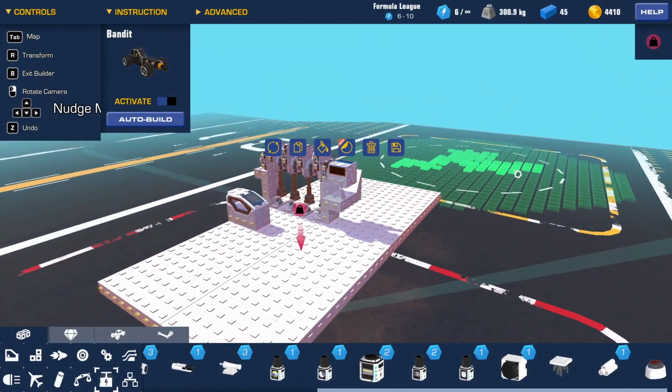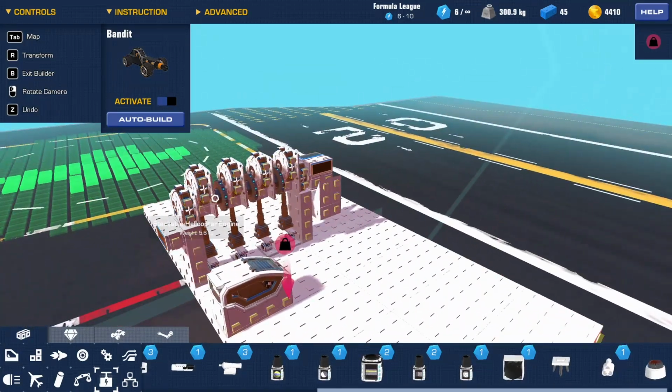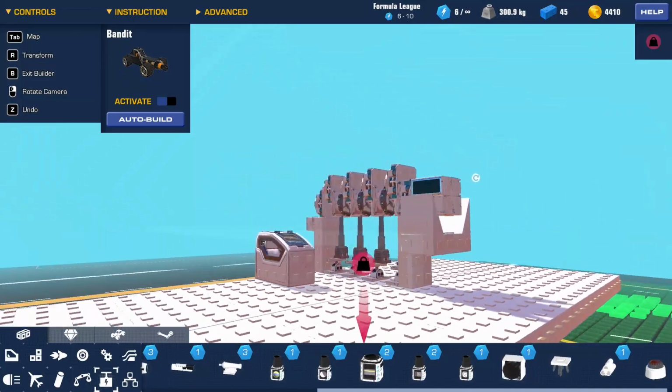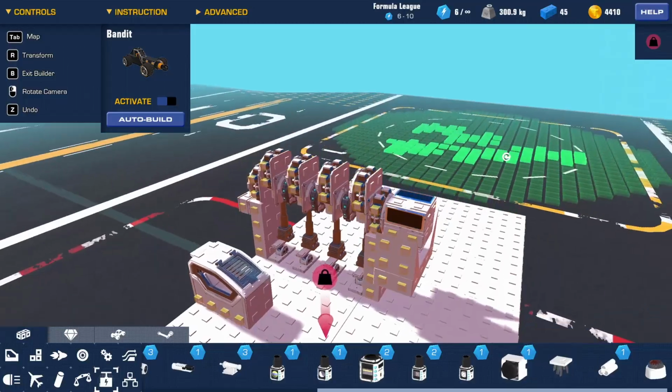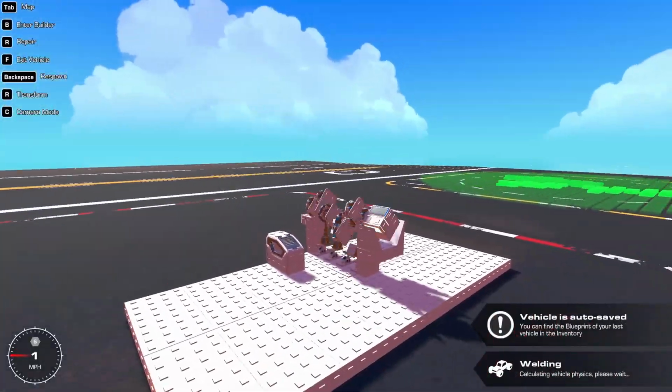All right, this is the piston engine I'm going to be teaching you how to make today. It is a very strong piston engine, strong enough to bend servos, and it has a very high RPM. And let's get right into it. So this is the engine.